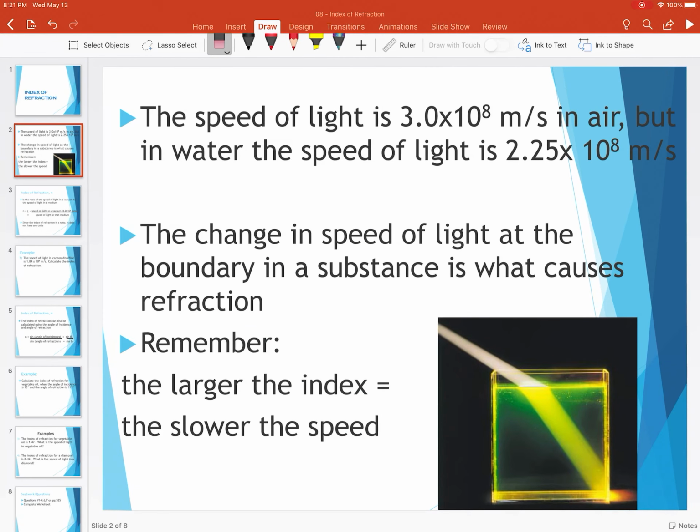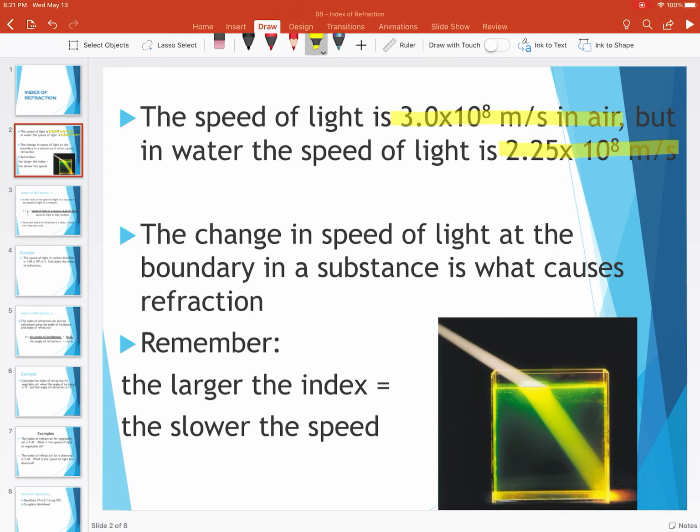So again, a couple things that we do need to be aware of and remember is that the speed of light in air is going to be that 3.0 times 10 to the 8 meters per second. This is something that you do need to know. And the speed of light in water is going to be the 2.25 times 10 to the 8 meters per second. So when it comes to refraction, you're looking at the change in speed of light at the boundary in a substance, which is what will cause that refraction.